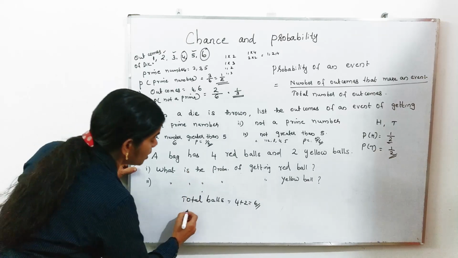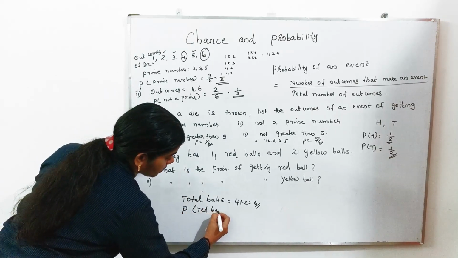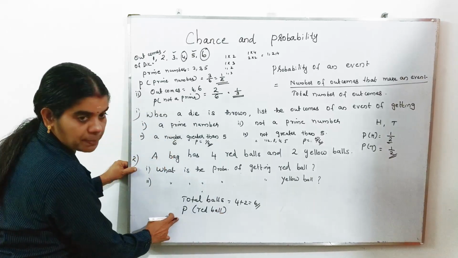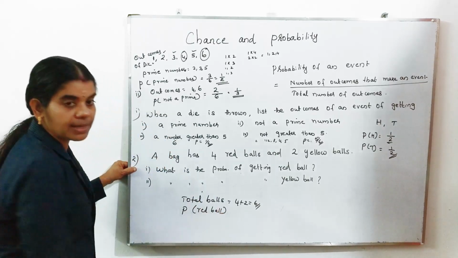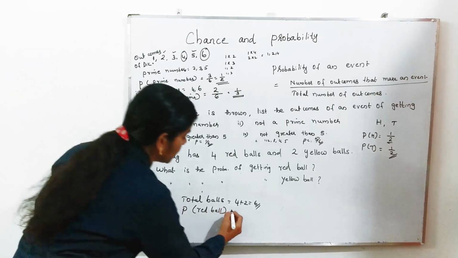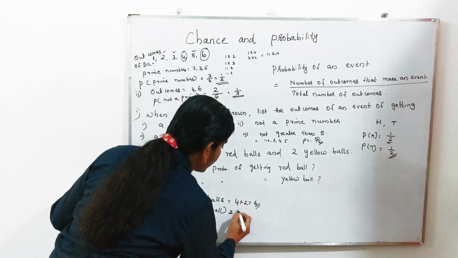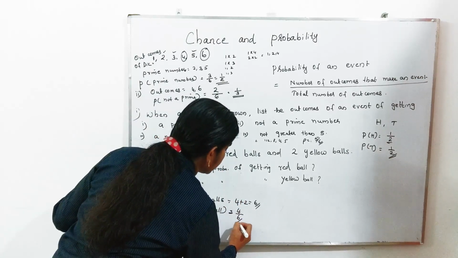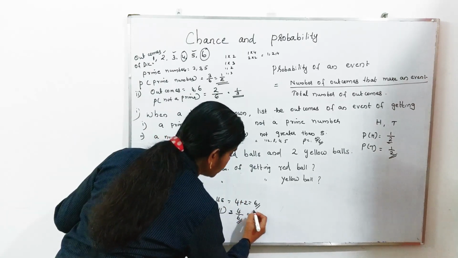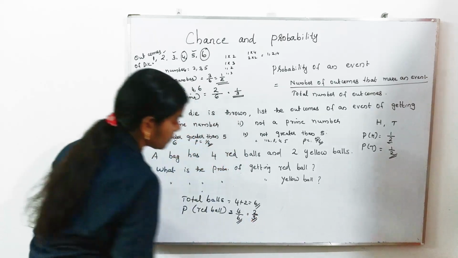First question is probability of getting a red ball. Instead of probability, we can write P and put the bracket and write red ball. That we read as probability of red ball is equal to, how many red balls are there? 4. 4 by 6. If you want, you can cut it short also, then it will be 2 by 3.